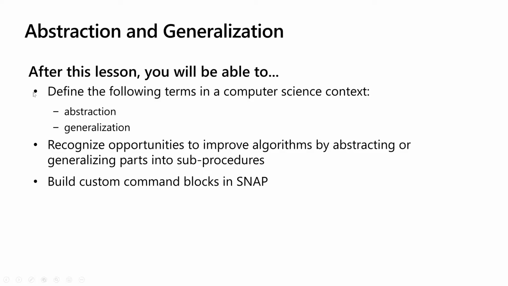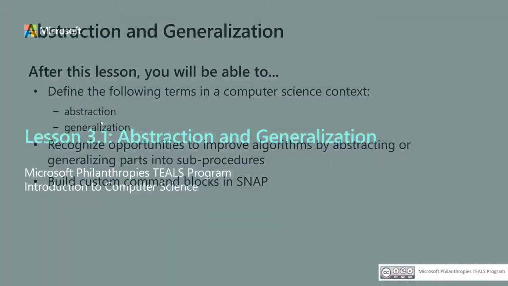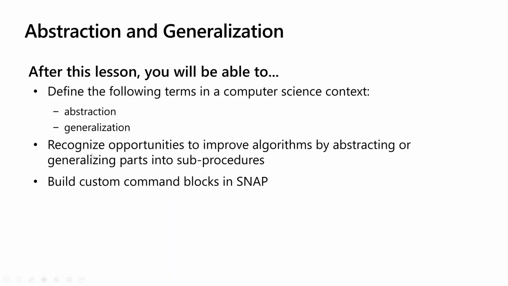After this lesson, you'll be able to define abstraction and generalization in the context of computer science and use these concepts to improve your program. You'll also be able to build custom command blocks in Snap. We have been using the blocks provided by Snap, or predefined in Snap, till now, but we are going to see how to create our own today.